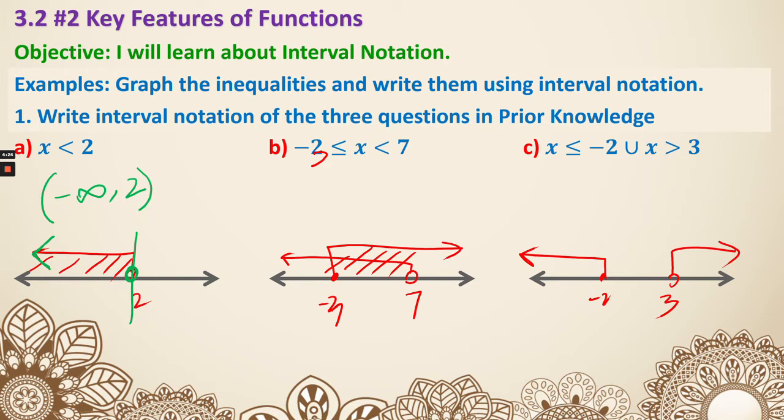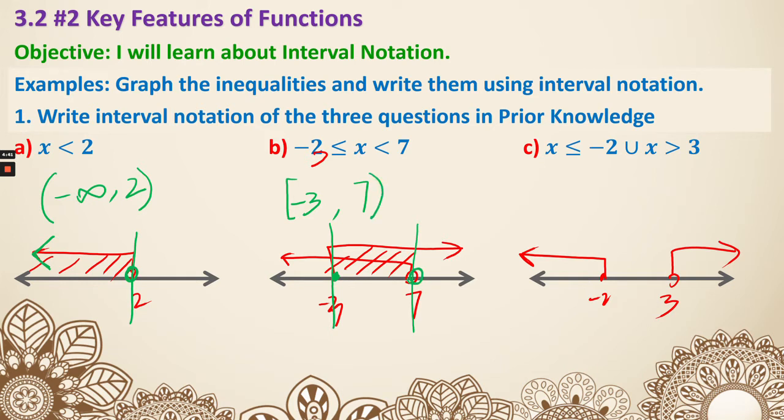Part B, my graph starts from -3 and it ends at 7. I'm just looking for the shaded area. On the -3, it's a solid dot, so it's square bracket. On the 7, it is open circle, so parentheses.